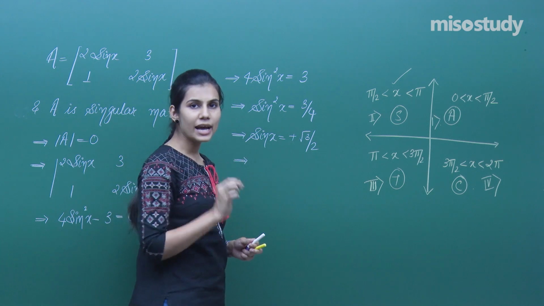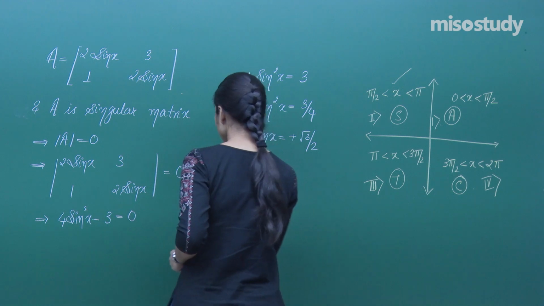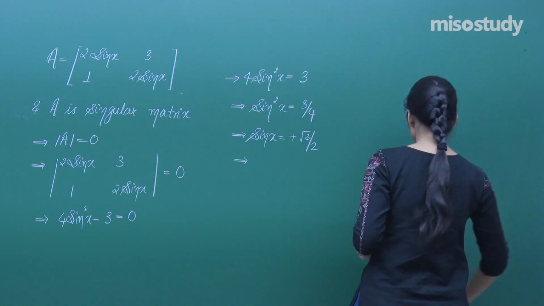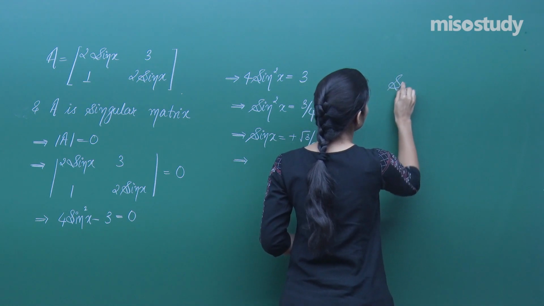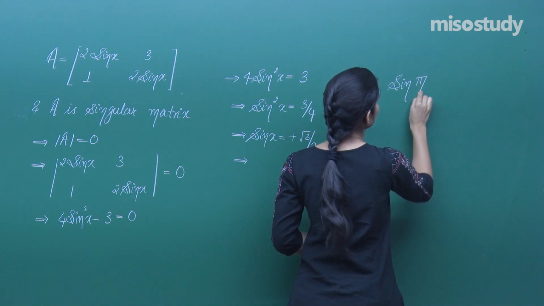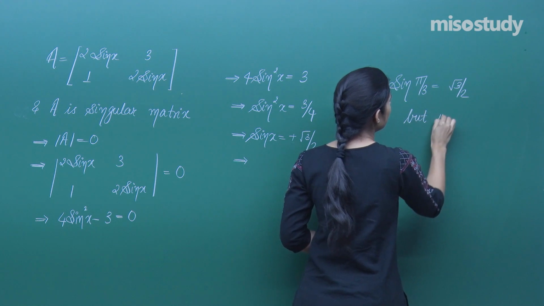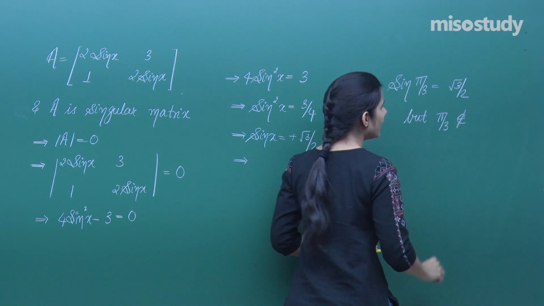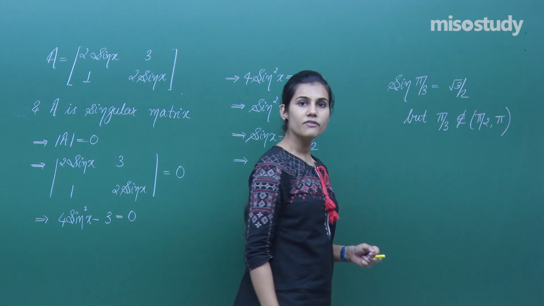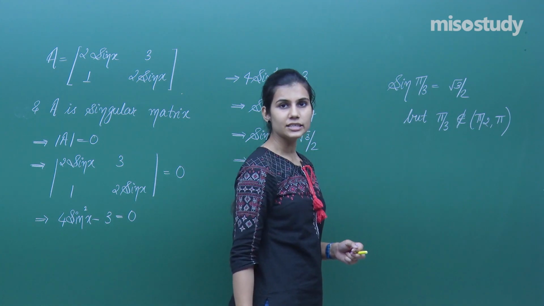Now sine of which angle lying in the second quadrant is root 3 by 2? By the table that we learned for sine and cosine ratios in our 10th standard, we all know that sine ratio of 60 degrees is root 3 by 2. That means sine of pi by 3 is root 3 by 2. But pi by 3 does not lie in the second quadrant. It actually lies in the first quadrant. I want an angle in the second quadrant at which the value of sine is root 3 by 2.